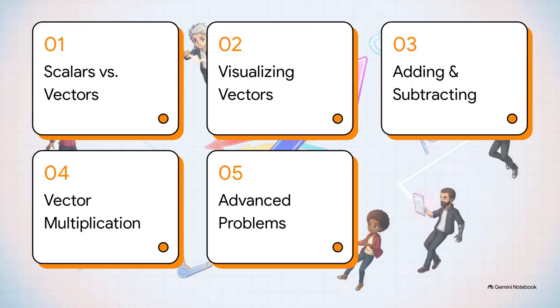Okay, here's our roadmap for today. First up, we've got scalars versus vectors. Then, visualizing and representing vectors. After that, we'll get into adding and subtracting them. Fourth is vector multiplication explained. And finally, we wrap it all up by conquering advanced physics problems.